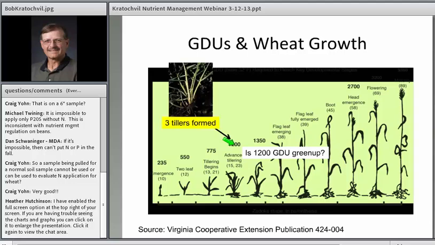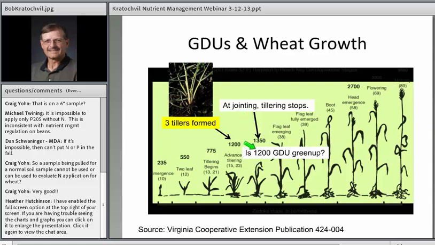And that's really where you kind of want to be at that point in time that we get the colder temperatures in winter. Now, jointing, according to this chart, starts at 1,350 units. Once jointing begins, tillering stops. So the goal would be to apply that first application of nitrogen at some point in time after you've accumulated 3 tillers and before jointing begins.